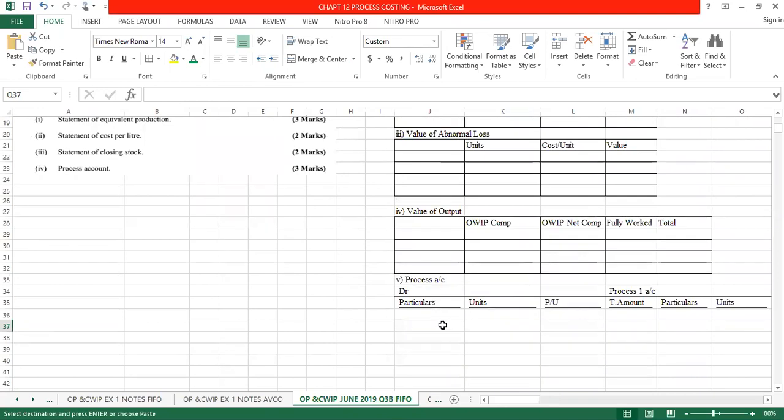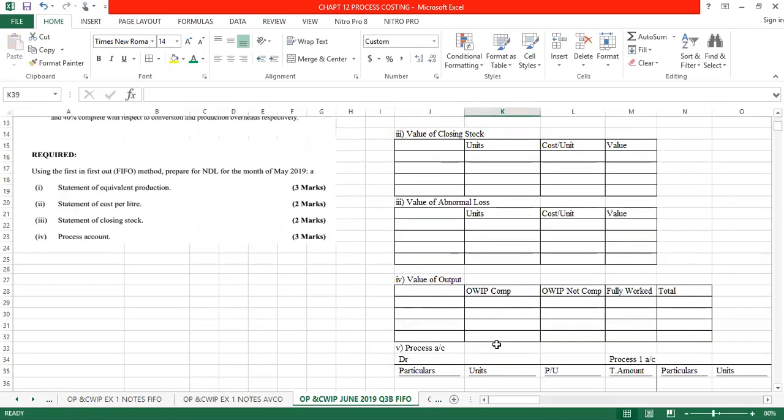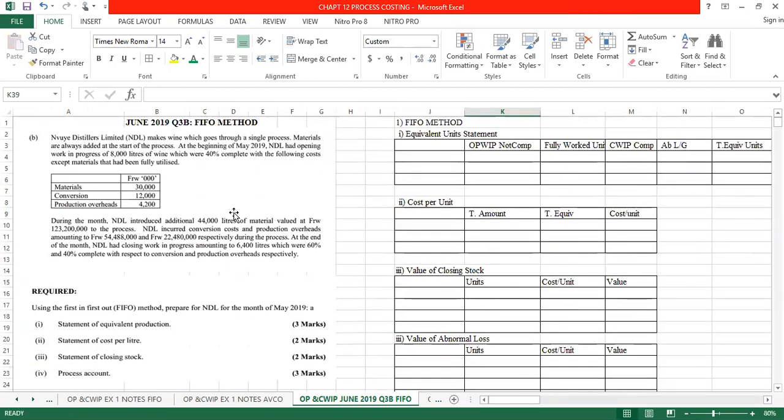So I'll write here, opening work in progress, the units is 8,000 liters, with the following 40%. I'll come back to that. Cost except for materials that had been fully utilized. So materials, this is 30,000 plus 12,000 plus 4,200.